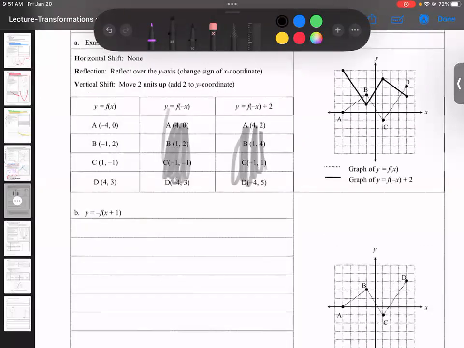Let's do this one. y equals negative f of x plus 1. If you're confused, where do I add the 1? Do I add it to the x or to the y? How do I know? Is it being added to the x or being added to the y? To the x, right? Inside the parentheses, so that's a horizontal shift. Add to the x. So everything from the original, you add 1. So let's do this.